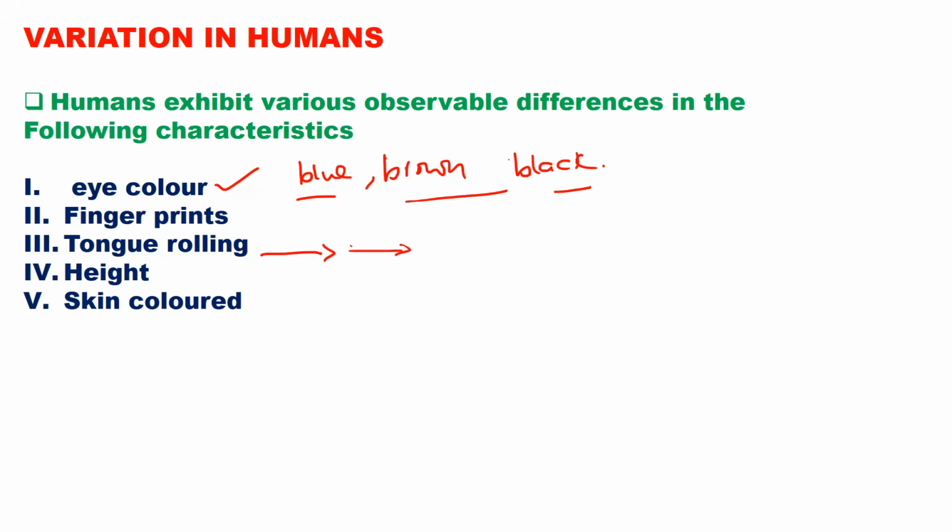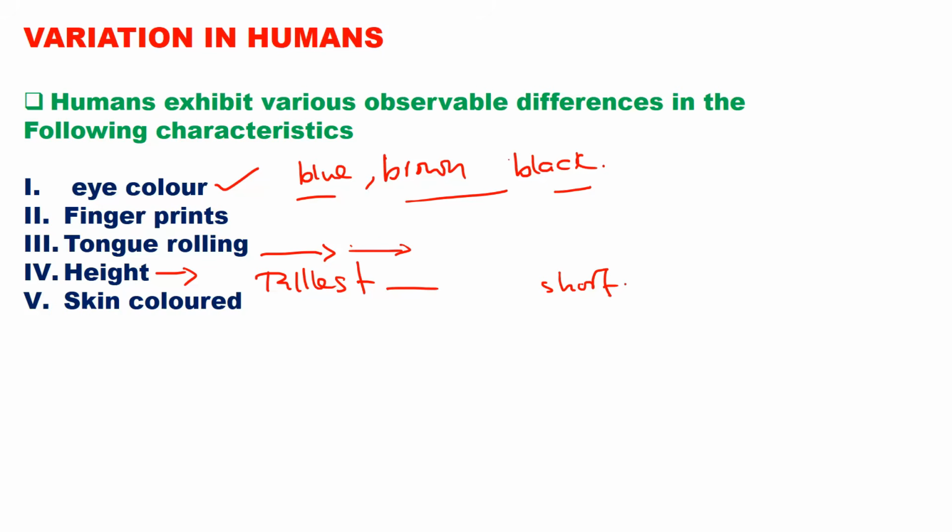Then we can talk of height. Height, we have tall people, let's say the tallest people, we have the intermediate, and we have the shortest. So between the two extremes, that is the tallest and the shortest, you find various variations in between. So height is also one characteristic that shows a variation in humans.